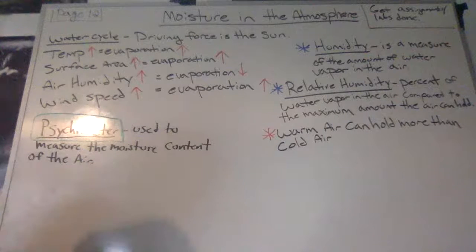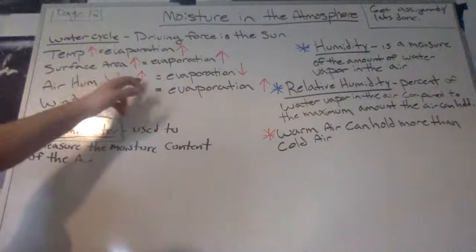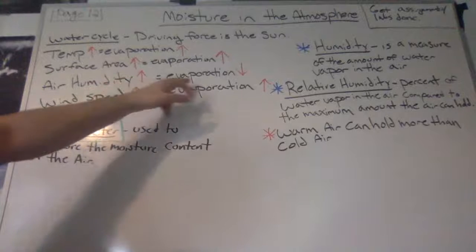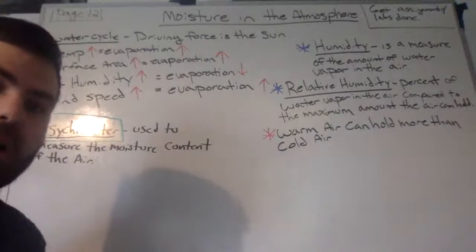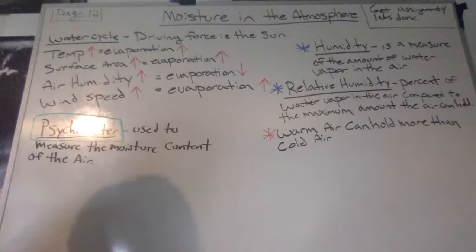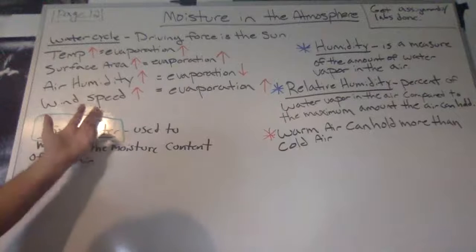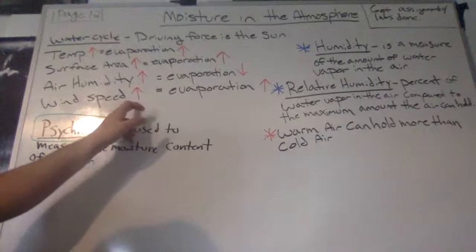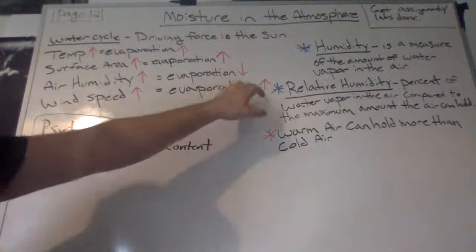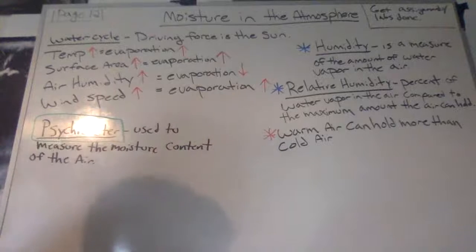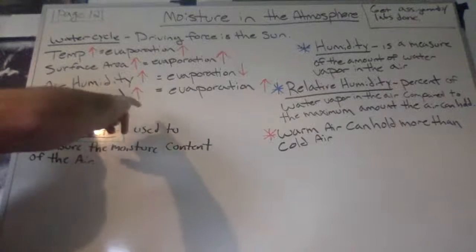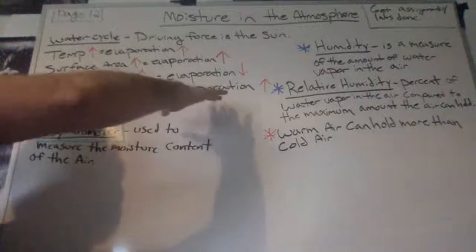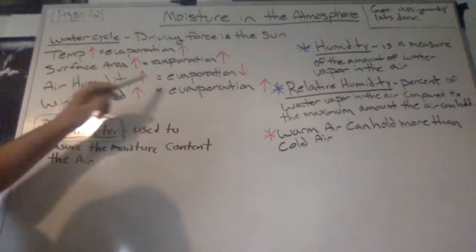Now, air humidity. As air humidity increases, evaporation actually decreases. And we are going to talk about what humidity is in a second. And then the last thing is wind speed. As wind speed increases, evaporation also increases. So for all of these, they are all increasing, and evaporation always increases except for air humidity.